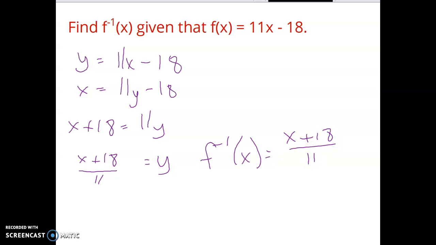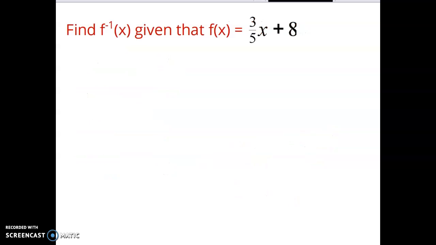All right, you could also have written this one as 1 over 11x plus 18 over 11, putting that as 2 separate terms to emphasize that in my line, here is the y-intercept and here is the slope. Or you can leave it like this as one fraction. Either way is fine.